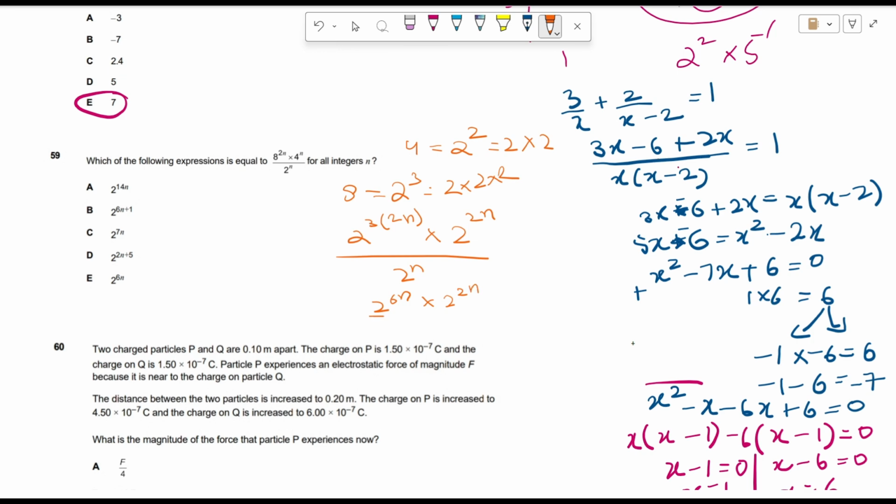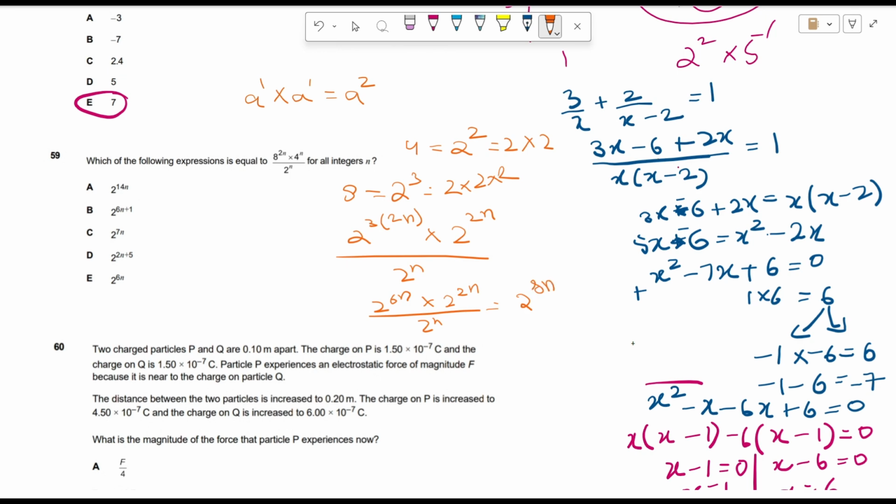Upon 2 power n. If bases are same, this we have already studied. If bases are same, power would be added. So 1 power 1 plus 2, right? So if bases are same, power would be added. The base is same, 2 is same. So we just have to add the powers when these both are multiplying. So 6 plus 2 is 8n, right?